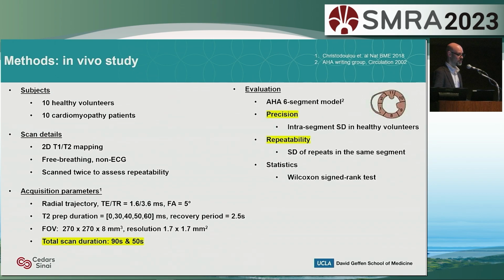He evaluated the precision based on the intra-segment standard deviation in the healthy volunteers, where we don't expect a whole lot of heterogeneity in the values, and then repeatability by looking at the change within each segment between two scans for both the healthy volunteers and the patients.